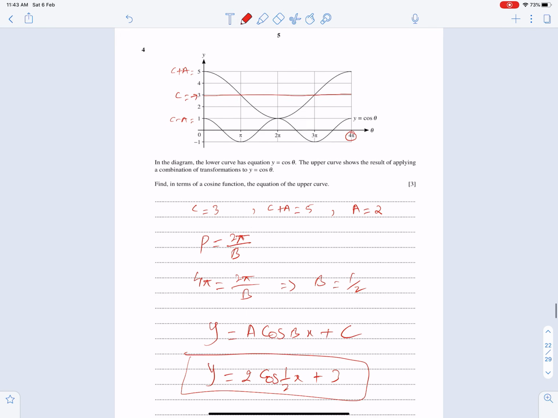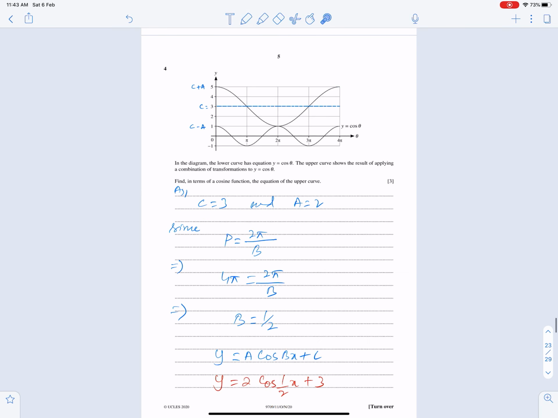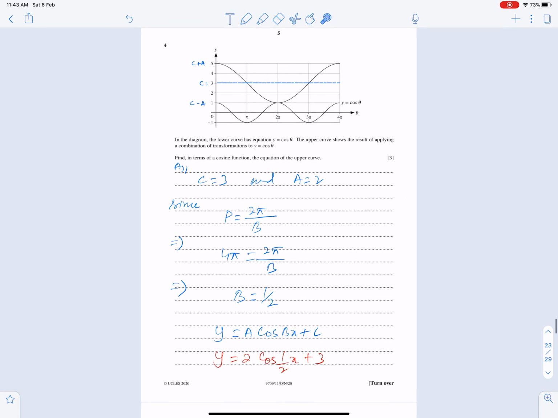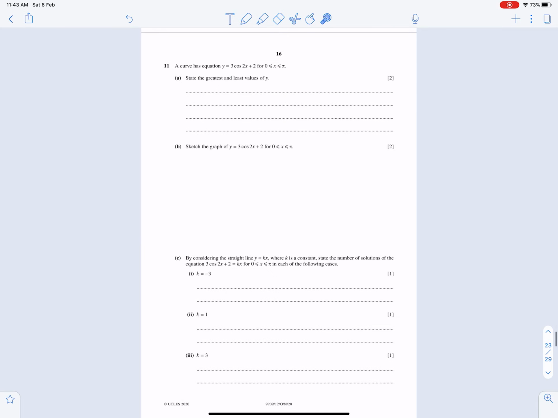So this question was very simple. You just need to write the equation, and this is the way to write the equation. And here is the proper solution. If you want to take this screenshot, you can. Next question.